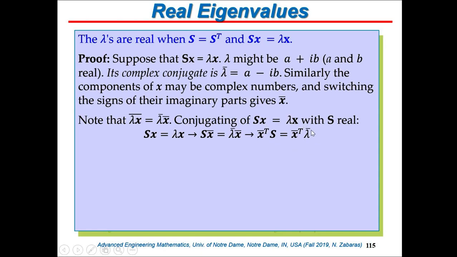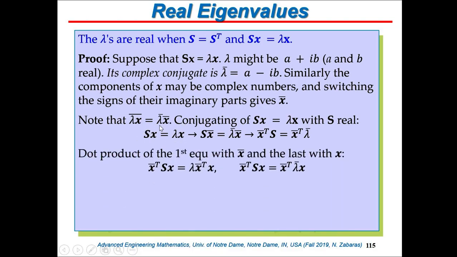So keep in mind this equation. I'm going to make use of this equation. What I'm going to do now is take the eigenvalue problem, Ax equals lambda x, and multiply it with x conjugate transpose. So I'm going to get x conjugate transpose A x equals lambda x conjugate transpose x.